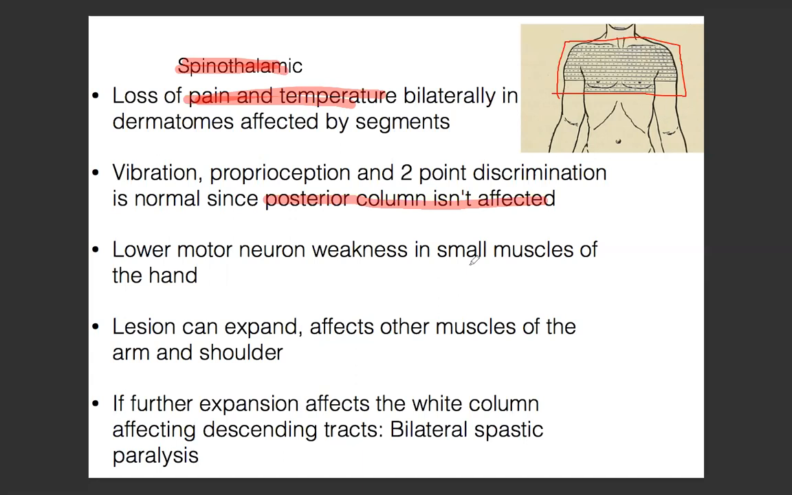You also get lower motor neuron weakness في small muscles of the hand, so it affects the hands lower motor neuron, not upper motor. تمام. So these are what happens. So you get pain and temperature loss in spinothalamic, and you get lower motor neuron weakness in hands.